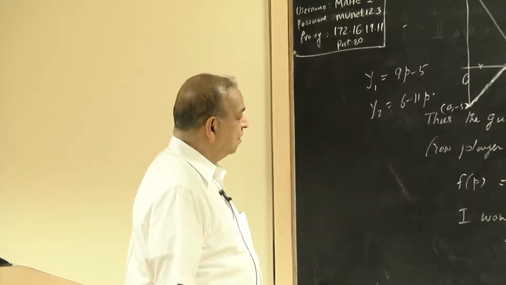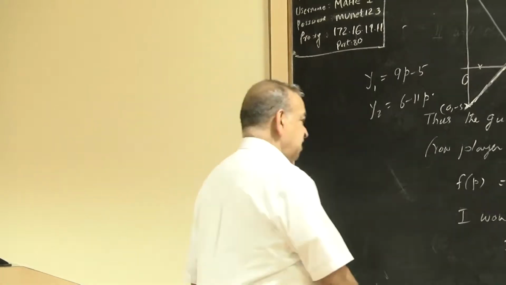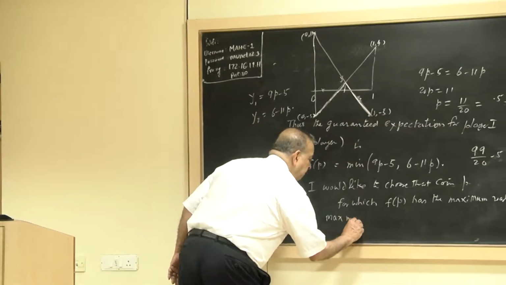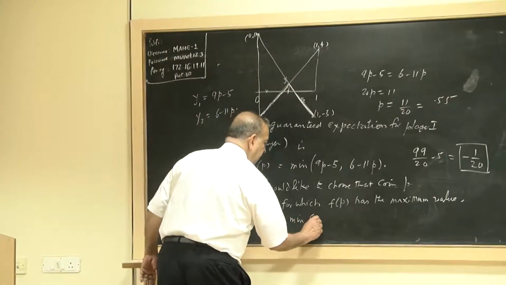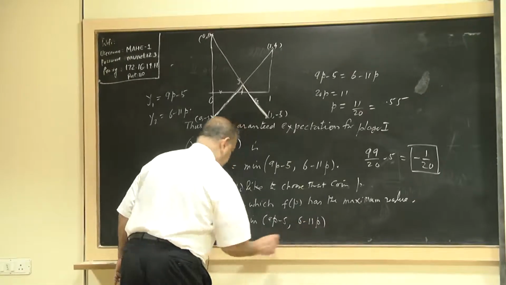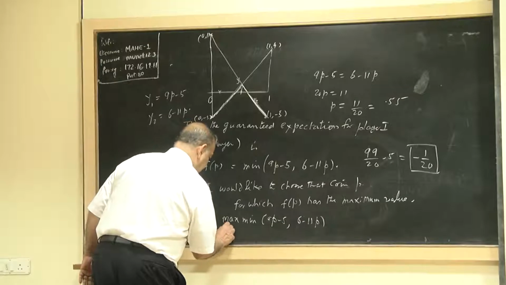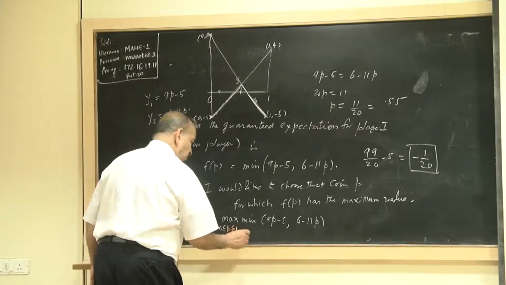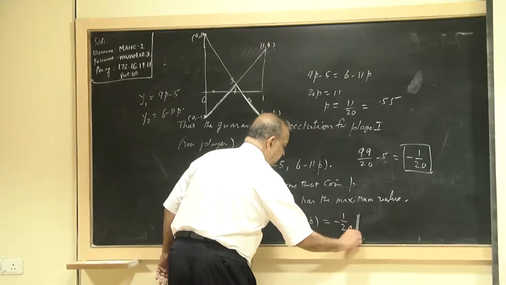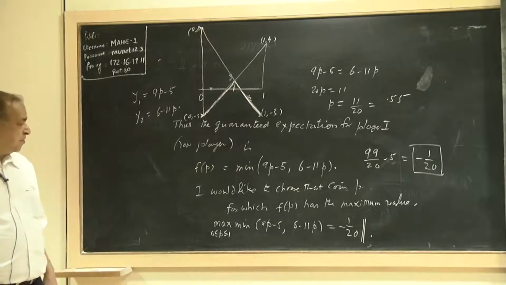And I wrote it down this way. So this one is max min of (9p minus 5), (6 minus 11p), the minimum over the two functions, maximum over 0 less than or equal to p less than or equal to 1, is minus 1 over 20.